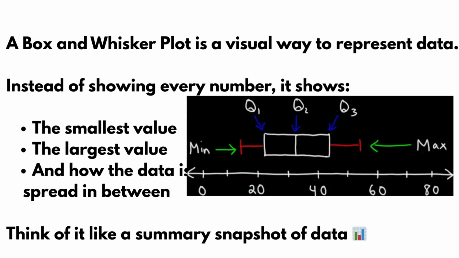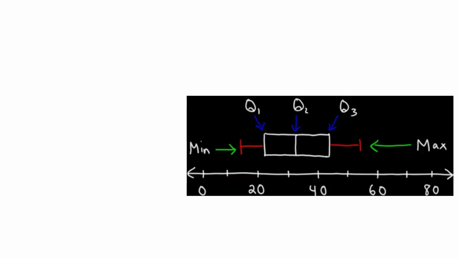A box and whisker plot is a visual way to represent data. Instead of showing every number, it shows the smallest value, the largest value, and how the data is spread in between. Think of it like a summary snapshot of data.